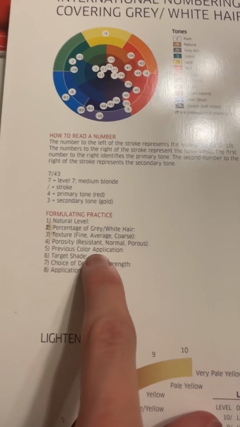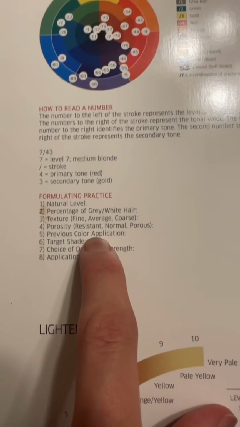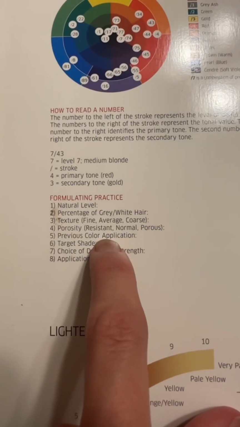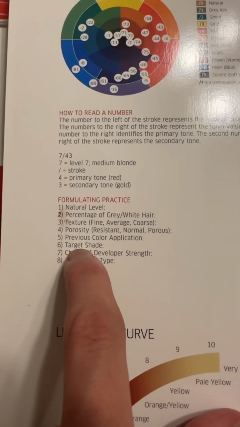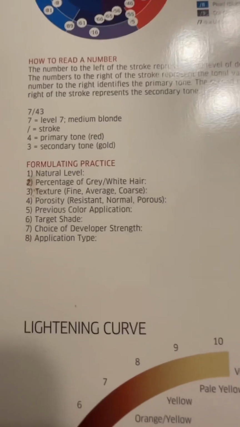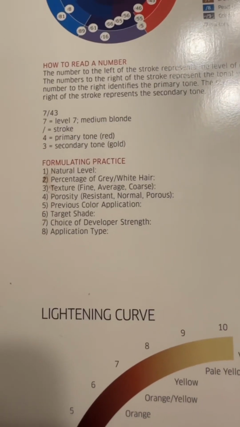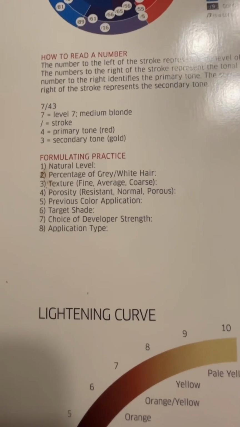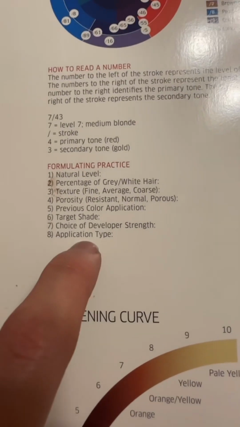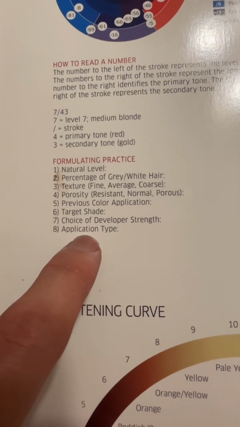Previous color application: do they have color on their hair at all right now? If they do, what is it? What was done? That's something you really have to consider. Their target shade means, what do they want? What's their end result? Where do they want to get to? How do they want to end up? Choice of developer strength means, well, we'll talk about that in a minute. An application type: how are you going to apply the color to get their result?